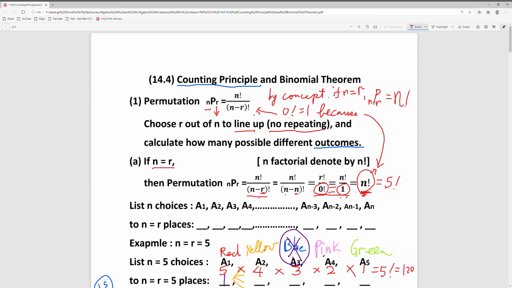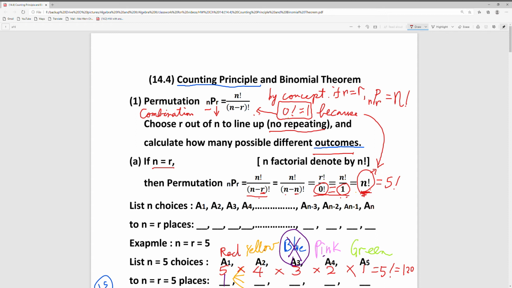And pretty soon, as we keep going, we are going to learn something called combination. Combination is a little bit different from permutation, which is we don't line up. Okay, we choose r out of n, no repeating, but no line up. Then how many possible outcomes may we have? And when we understand the situation, you can also find out 0 factorial still equals 1. So that's no doubt, it's a truth. So 0 factorial equals 1, you have to memorize. That's a very important result.